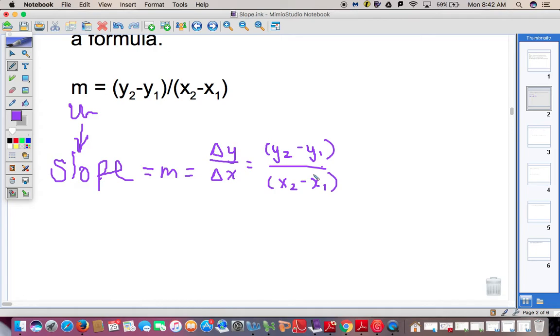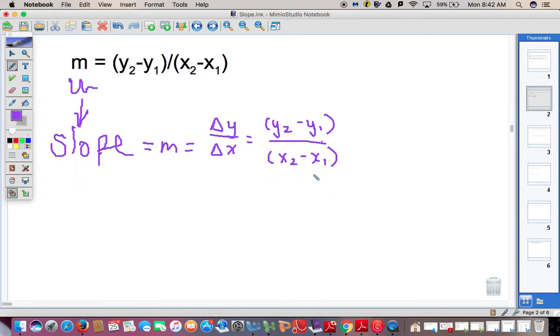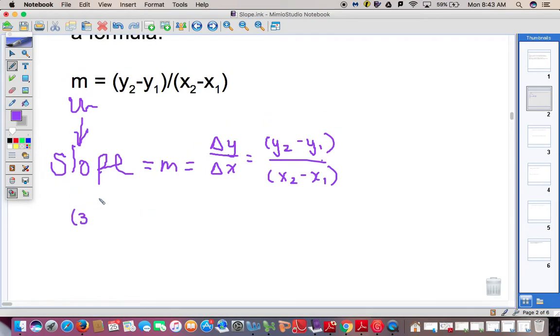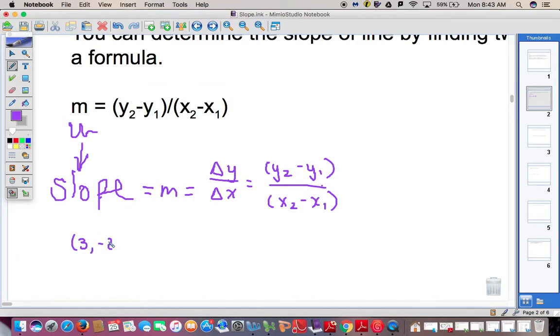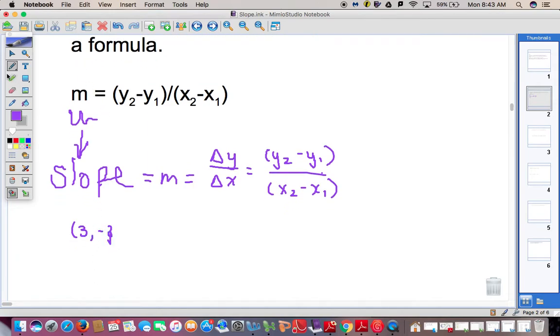Okay, so when you have two ordered pairs, and we've been working with ordered pairs, it's pretty easy to find your slope. Okay, and I like to use the rule of stack and subtract. So if I have any two ordered pairs, it doesn't matter what they are. Let's just say I've got the ordered pair of 3, -8, and 6, 4.